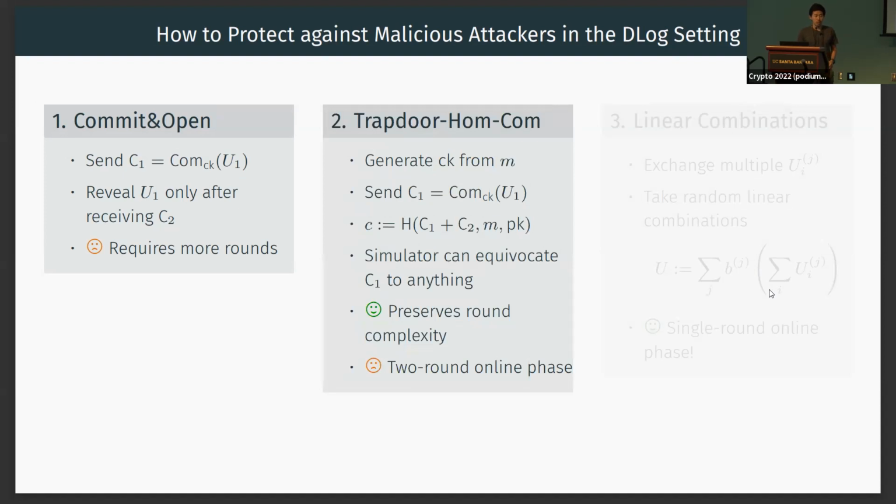So in order to preserve the round complexity, there's another method called trapdoor homomorphic commitment. So here, you first generate a commitment key based on the message to be signed. And then you send a commitment to the U value. Because now we instantiate the commitment with an additively homomorphic one, you can take the sum of the commitments in a meaningful way. And if you additionally equip the commitment with a trapdoor, the simulator can equivocate the commitment to whatever value. And it turns out that this allows you to simulate even with the 2-round protocol.